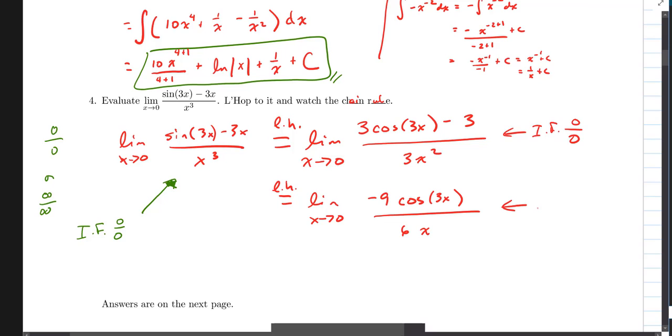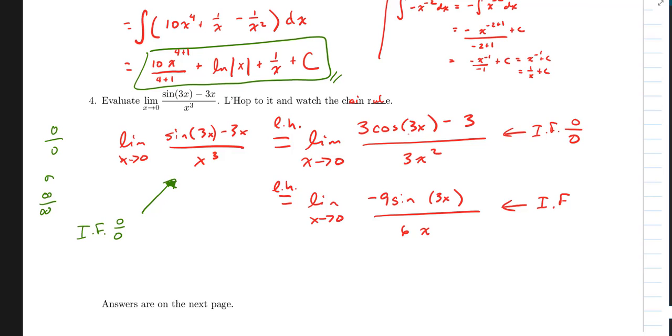This still has the indeterminate form. Oh, this should be sine. Folks, does anyone want me to talk about that derivative? I made a mistake, and then I did it a little bit fast. Tyler, that answer looks good. Why is it minus 9? Yeah, what's the derivative of the cosine, Kate? The derivative of the cosine is the minus sine. Oh, okay. Yep.